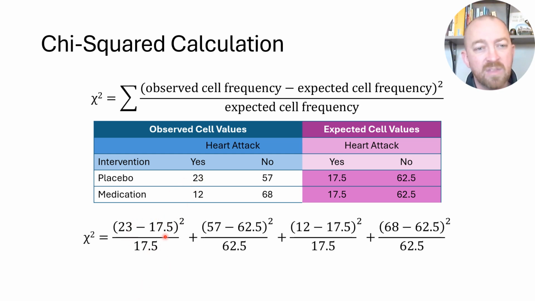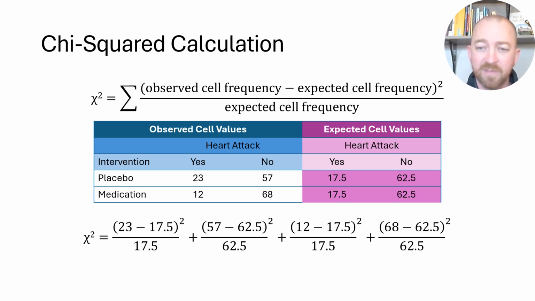So this was everything for cell A. 23 was the observed cell frequency and 17.5 was expected. So that goes both places. Cell B, of course, is 57 observed, and then we expected 62.5, so that goes both places. This is cell C, which is 12 observed, 17.5 expected. And of course, cell D, which was 68 observed, 62.5 expected.